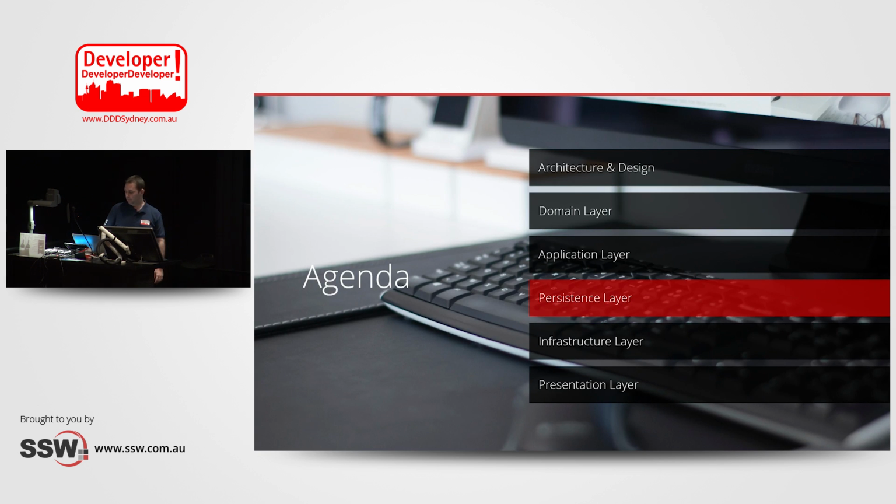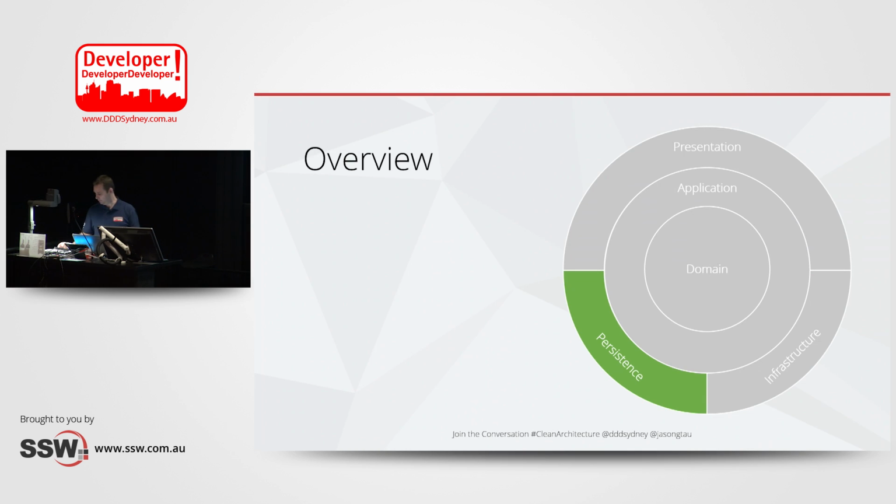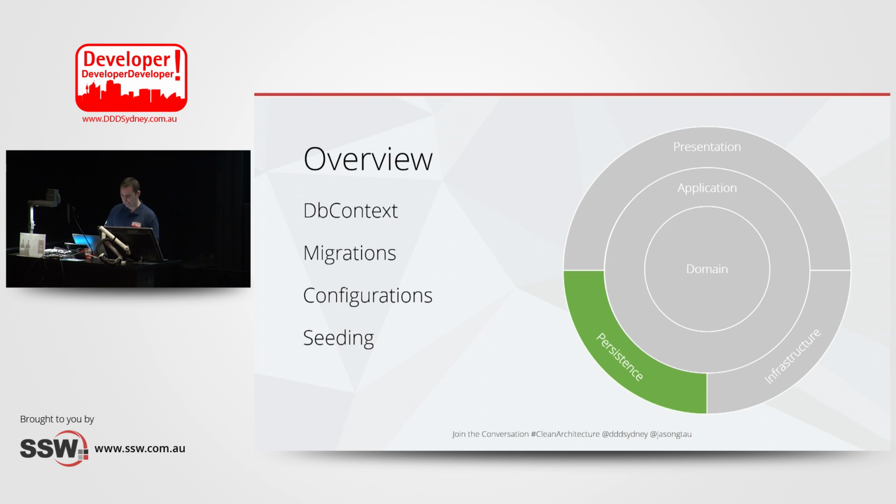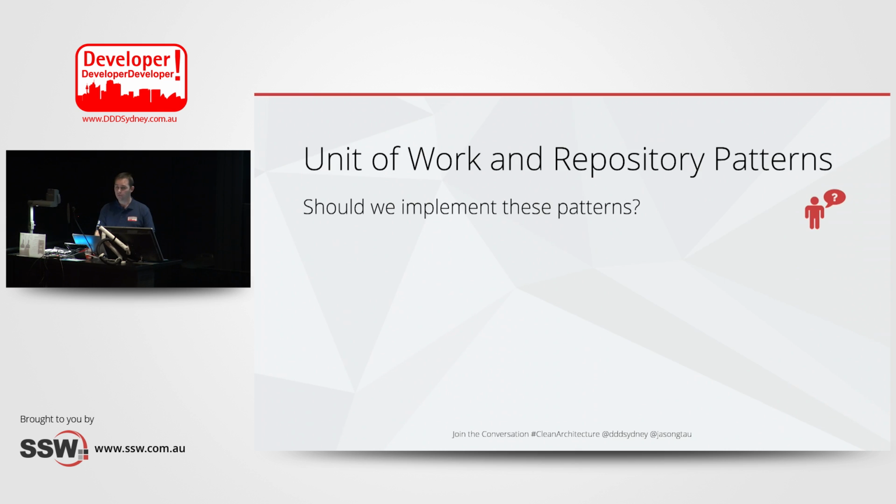So let's have a look at the persistence layer. The persistence layer, as I said, is an external concern, and it contains things like the DB context, migrations, configurations, seeding, and abstractions. So now we've got the big question: should we implement the unit of work and repository patterns? Hands up, who thinks we should not implement these patterns with Entity Framework Core, especially 2.1?